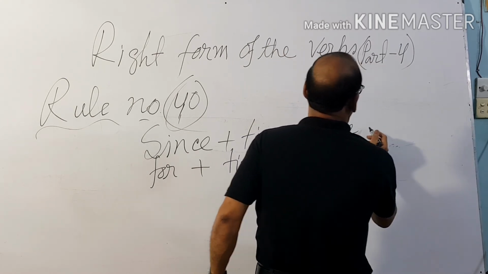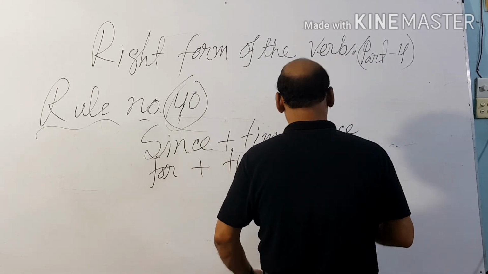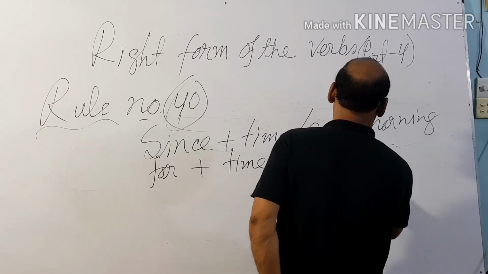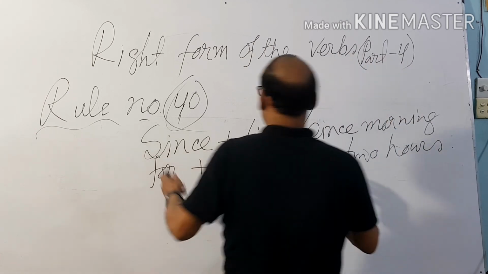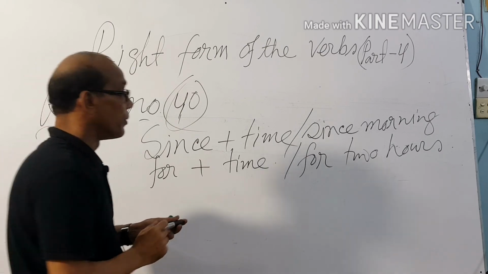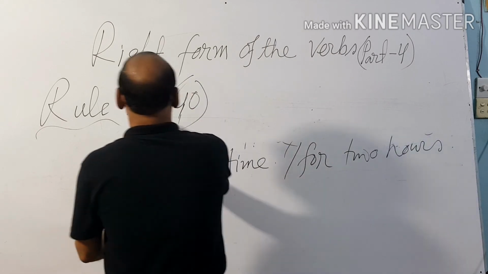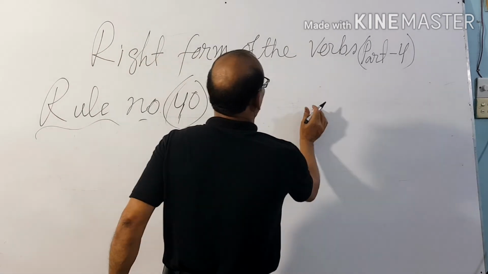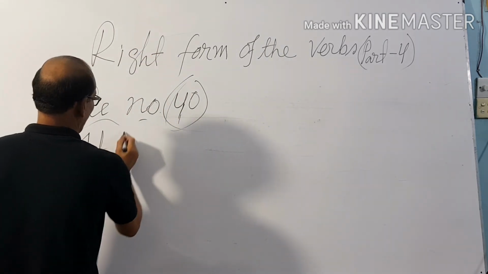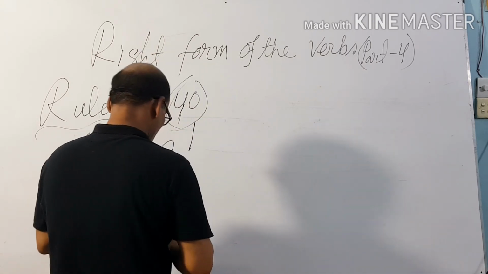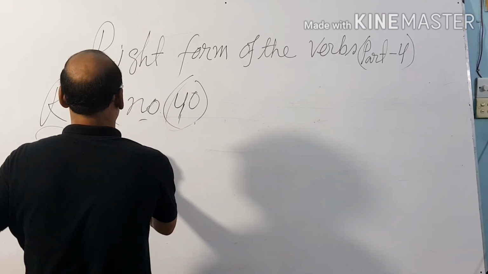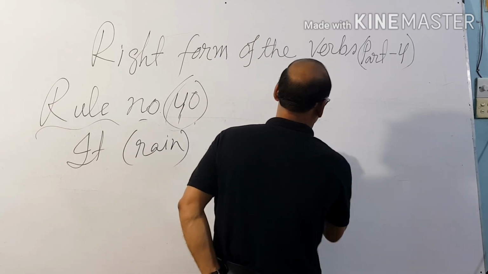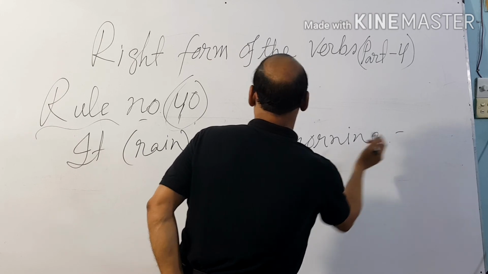Suppose since morning, for 2 hours. If we find such type of words indicating time, we will have to use present perfect continuous tense. Let me give you one example. In the case of a period of time, we use "for", and in the case of a point of time, we use "since". Suppose: It has rain since morning.